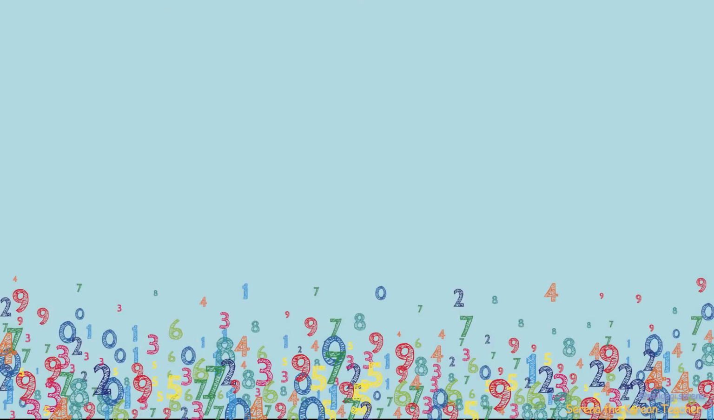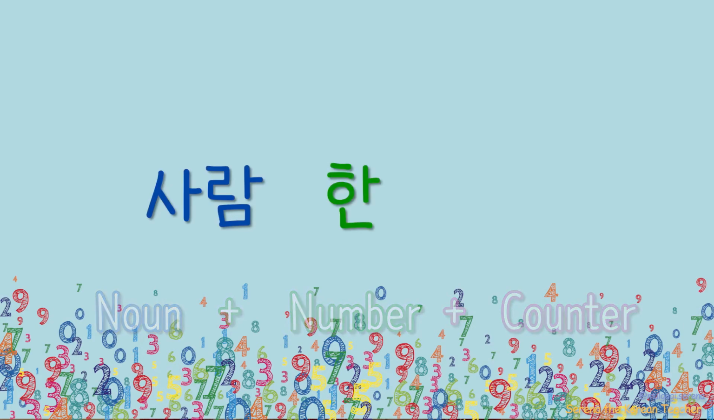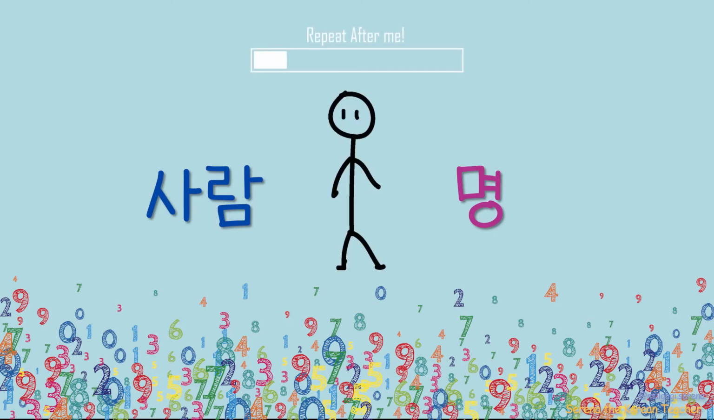So the other one I want to go over is a counter for human, a person, right? People. When you're counting people, you need to use this one, which is 명. So one person is 사람 한 명.